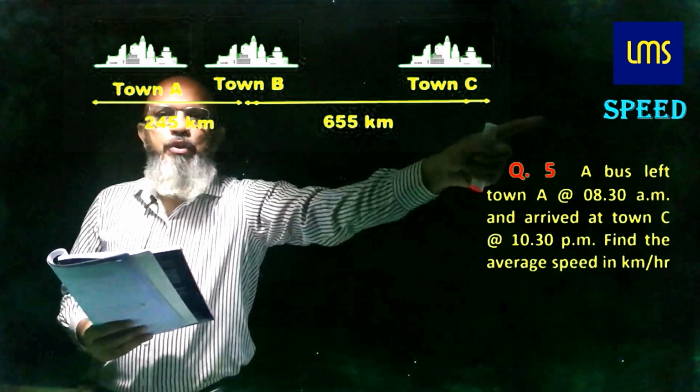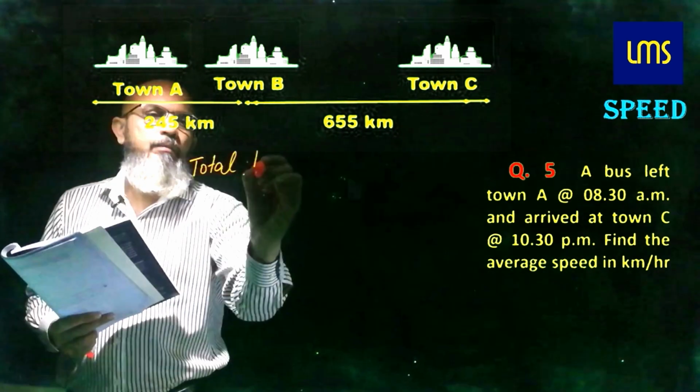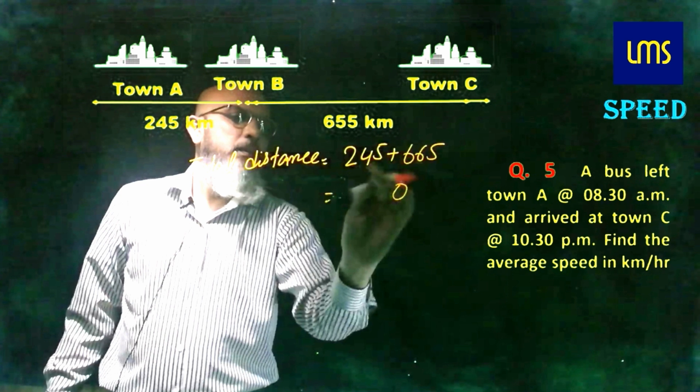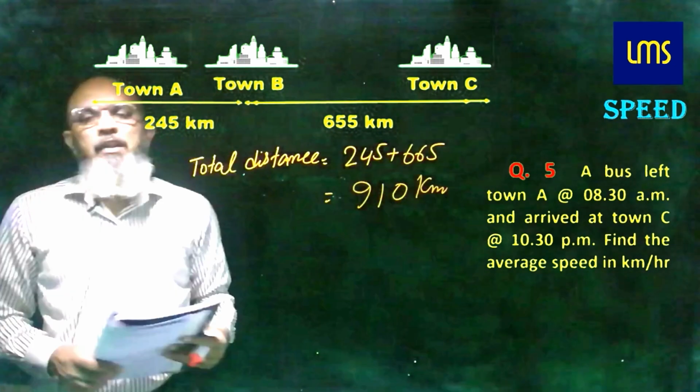So what will be the total distance? Similarly, first we find the total distance. You will add both distances, that is 245 plus 665. So you can add, 910 kilometers, right? So now we have to calculate the time.